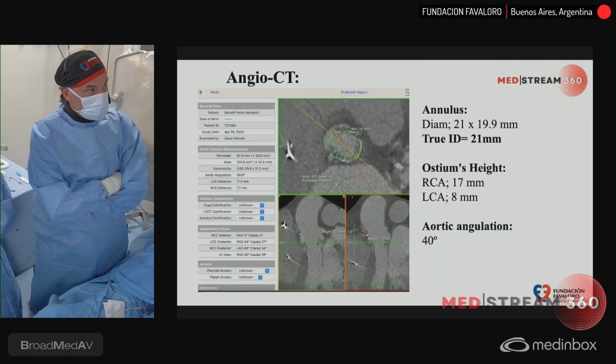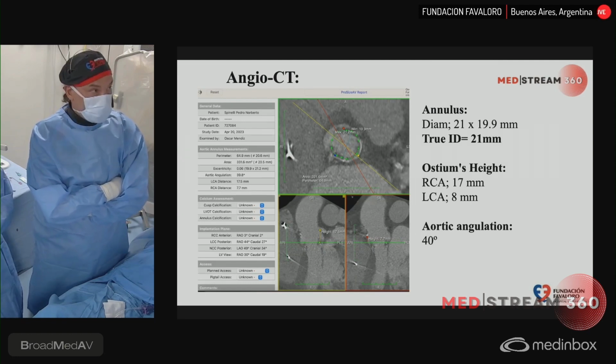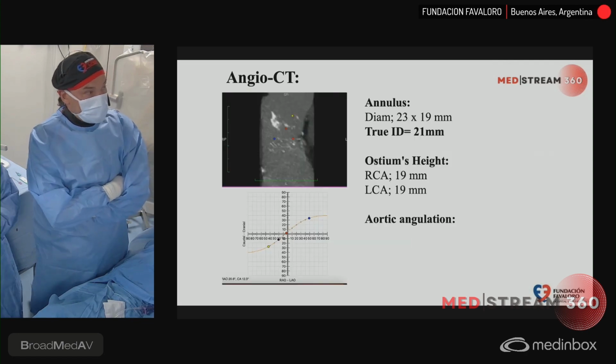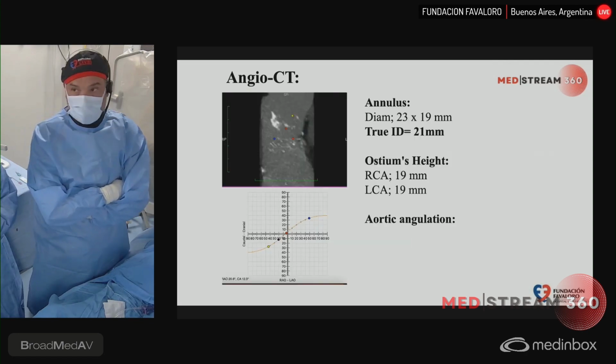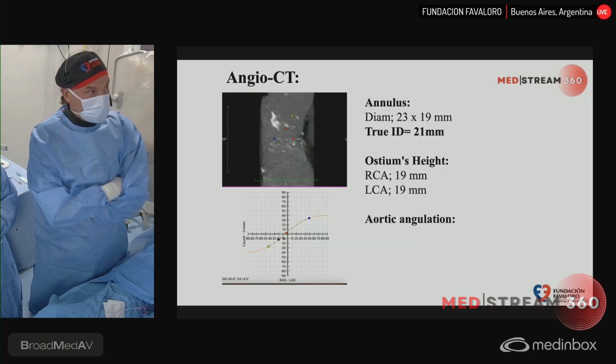So this is the CT scan. Inner diameter of the valve is 21. The ostium heights are for the right 17 and for the left 18. The calcification at the level of the right coronary sinus.